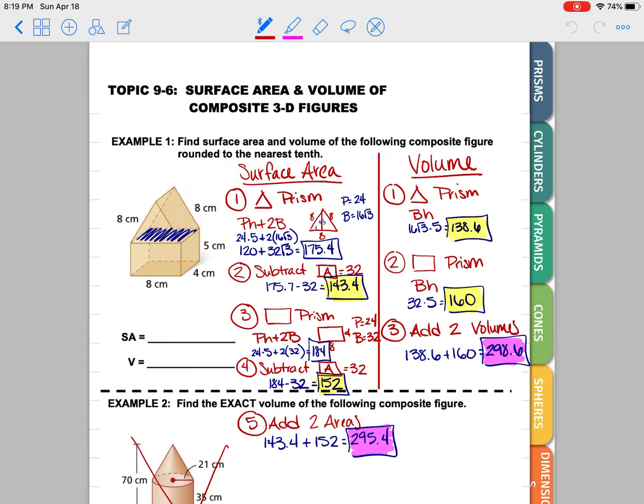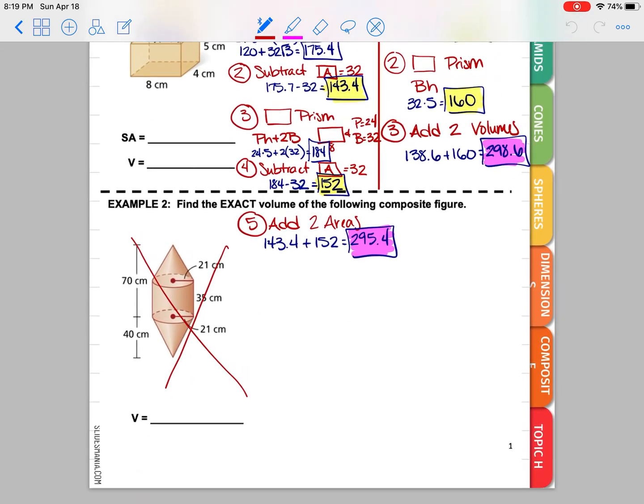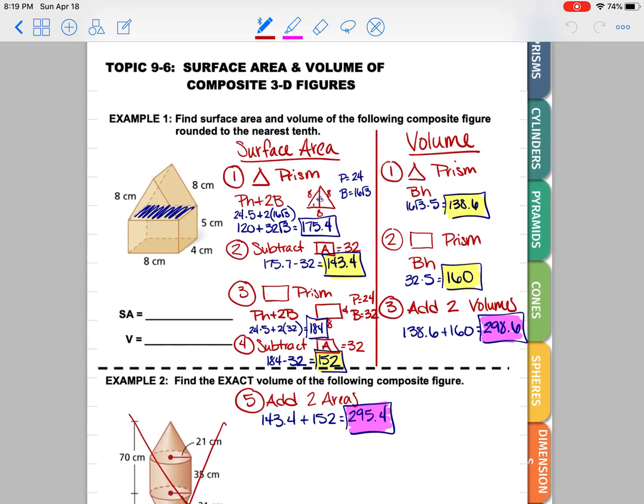Okay, so today we're going to look at surface area and volume of composite 3D figures. And what that means with composites is a lot like with 2D figures. You're taking multiple shapes and you're putting them together. So as you look through some of these pictures, you can see that we're taking different shapes and putting them together.